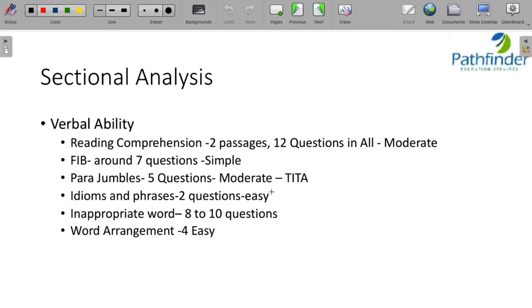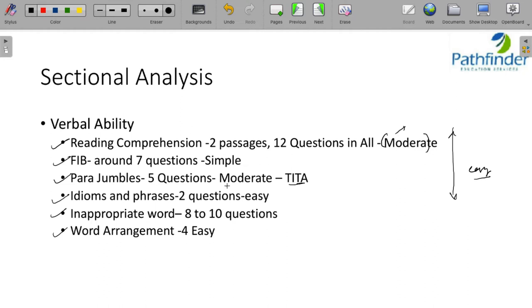Next, looking at the sectional analysis, verbal ability, you had reading comprehension, you had fill in the blanks, questions related to parajumbles, theta type, that means there were no options in parajumble questions, you had idioms and phrases, you had inappropriate words, you had word arrangement. Now, verbal ability section was mostly easy. So there were 12 questions in reading comprehension. Reading comprehension was moderate, but apart from reading comprehension, all the other questions were mostly easy.